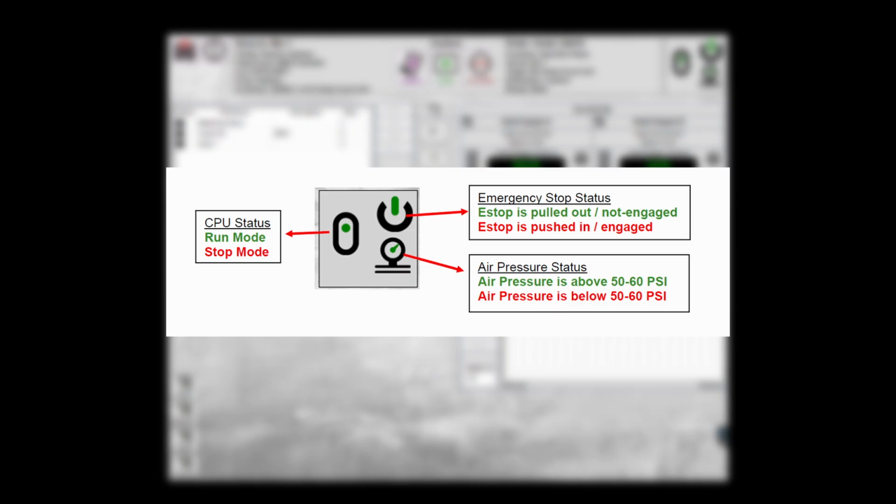If the air pressure gauge icon is red, this means that the physical air pressure gauge at the air manifold is below the recommended 60 psi required to operate air-driven devices. Confirm the air supply unit is on and all airway valves are open. If both are correct, check for leaks at the air manifold.